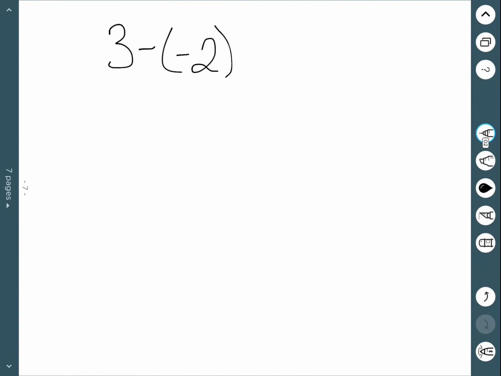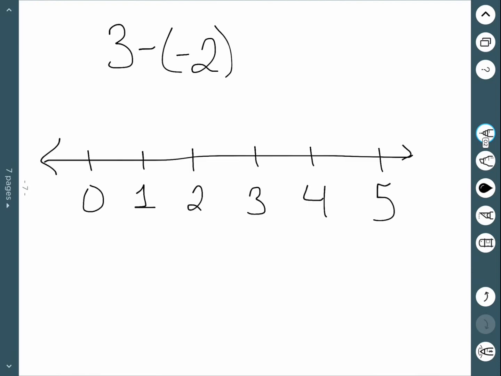Well, let's go back to our number line. We know we need to start at 3, and subtraction says we need to move backwards. However, we have another subtraction which essentially says we need to change direction again. So now we're going to be moving to the right by 2.